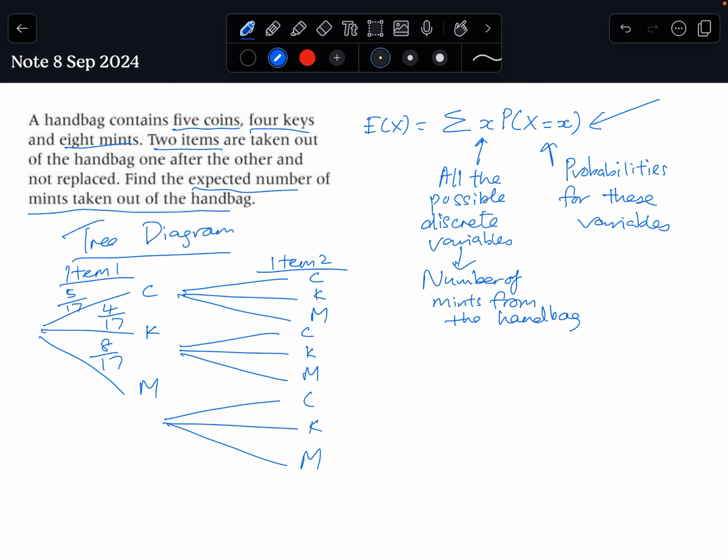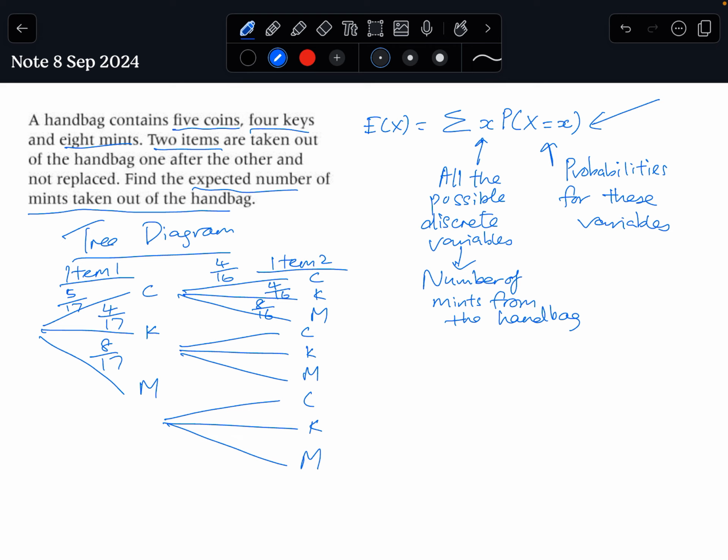So with the same idea, if you take the first one to be a coin, if I have 5 coins, and I take one coin out, I'll be left with only 4. And since I have 17 items in total, I'm going to subtract 1 from 17, and that would make the probability of getting the second item to be 4 out of 16. And we do the same thing for the keys, which will also be 4 out of 16, because the first item is not a key, so the number of keys remains the same as well. We do the same thing for the mints, which is 8 out of 16.